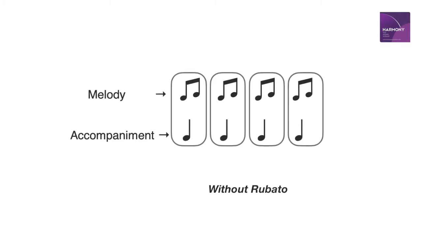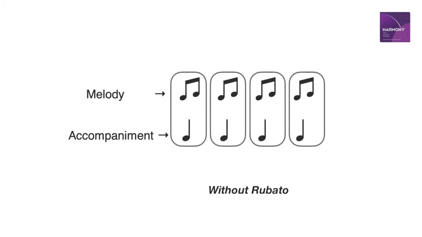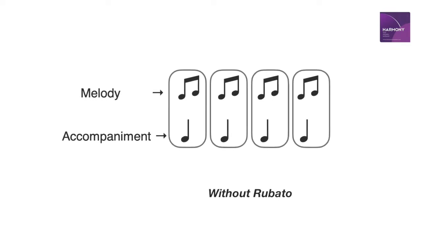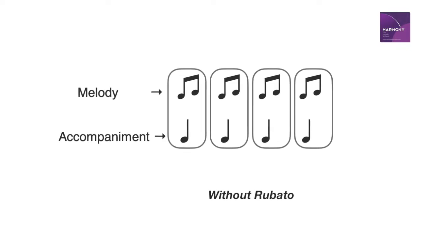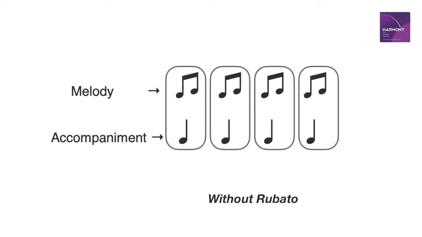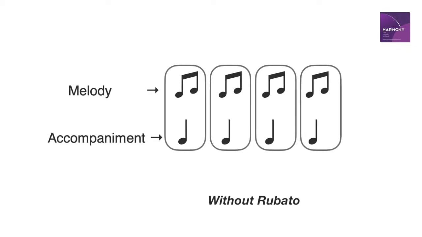For example, if there are 8 quaver notes to be played or sung over 4 crotchet beats, then, without rubato, every one of these pairs of quavers would be played or sung in time with these 4 crotchet beats in the accompaniment.